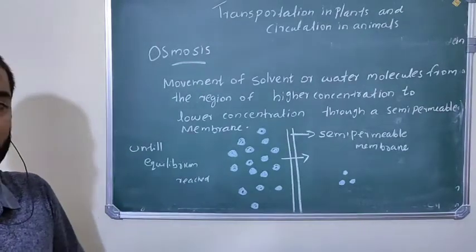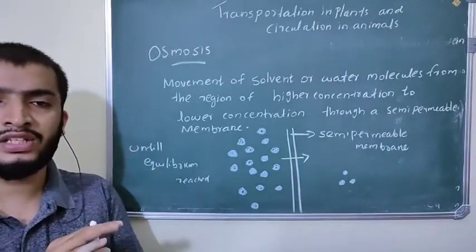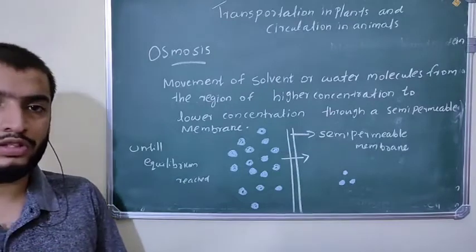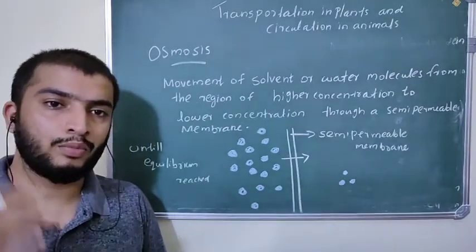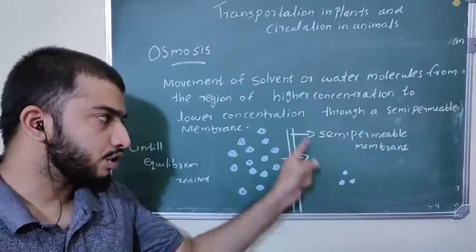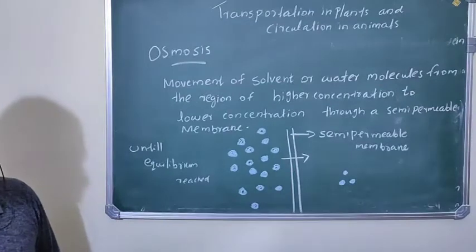So osmosis is a passive process. Here, for the movement of water molecules, energy is not required. So once again, what is osmosis? Movement of water molecules from higher concentration to lower concentration through a semi-permeable membrane until equilibrium is attained.